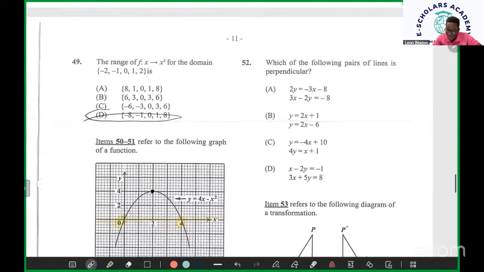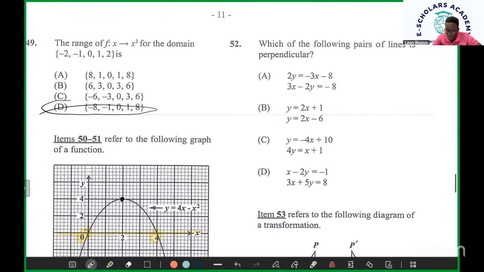Rolling, business as usual. Which of the following pairs of lines is perpendicular? Perpendicular means the gradients are negative reciprocals. So let me see which one is a negative reciprocal. All right, so not B definitely. Trying to see if this is an easy one.